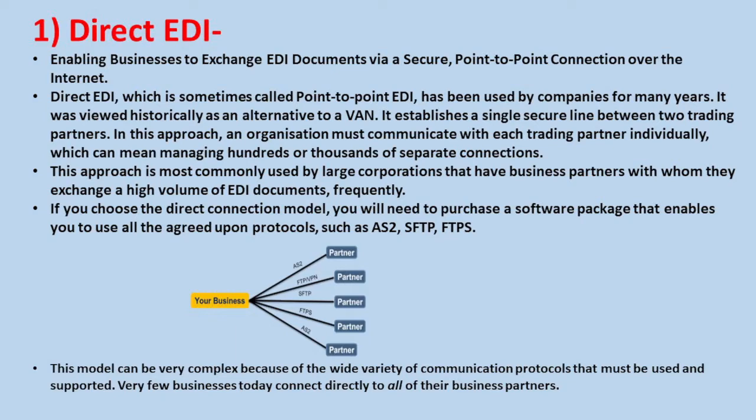These are the different protocols through which we are connected, but our connection with partner one is a direct connection, with no mediators in between. If you choose the direct connection model, you need to purchase a separate software package that enables you to install the agreed-upon protocol. This model can be very complex because a wide variety of communication protocols must be used and supported. One may be using AS2 communication, another one is using SFTP, FTP protocol. So for each one, a separate configuration is required. That's why it is a little bit costly. That is direct EDI.